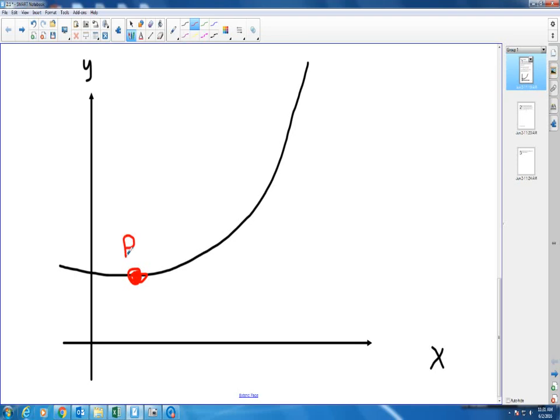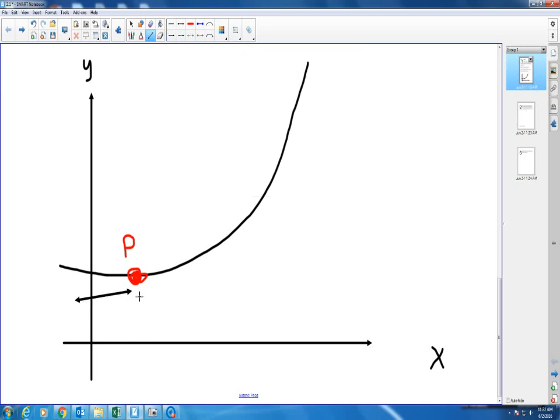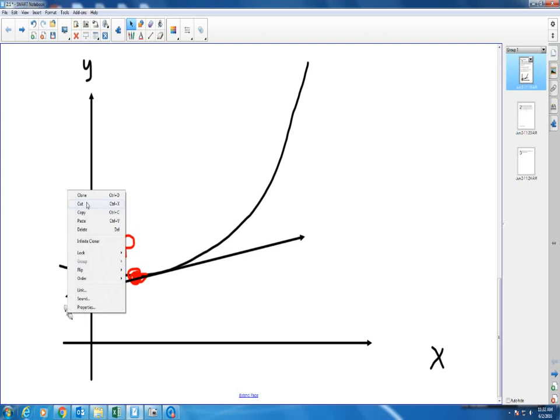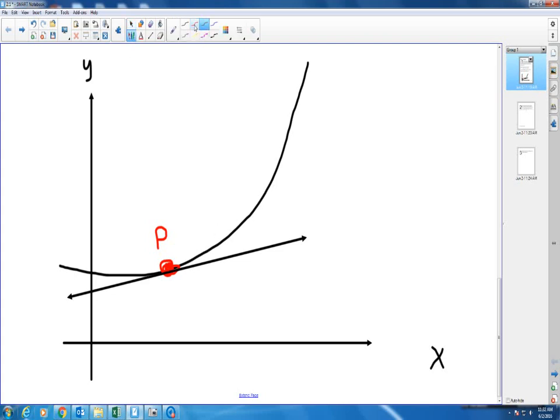What is called a tangent line? A tangent line is a line that will only touch my curve at one point. I'm going to draw a line that will only touch my curve. Tell you what, I'm going to slide my point P slightly over here. A tangent line is a line that will only touch my curve at one point. That's called a tangent line.